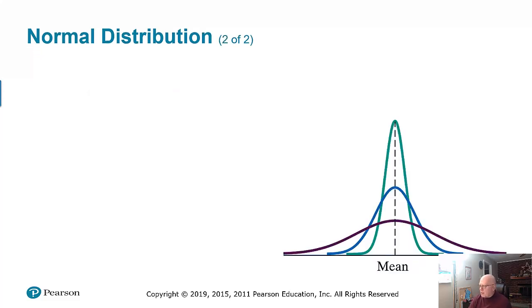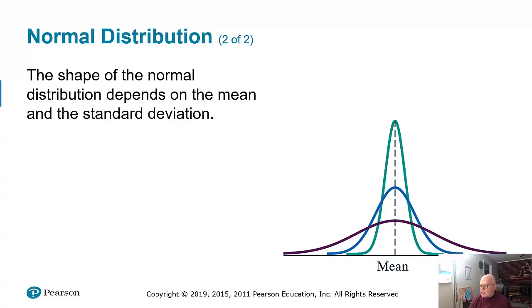Now, here's a picture, and there's something you ought to know from this. The shape depends on the mean, which is right here. It's that middle part. And the standard deviation. Standard deviation means how widespread is it. So the whole shape of the normal distribution depends on just those two characteristics. The mean, the average, and the standard deviation, how widespread it is.